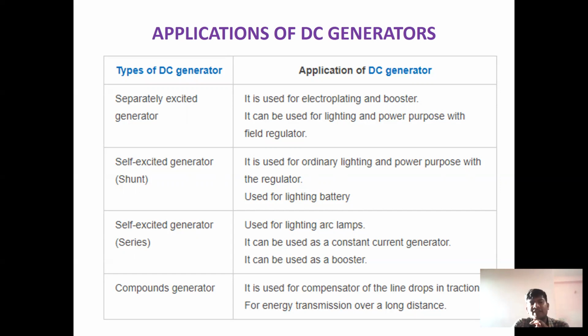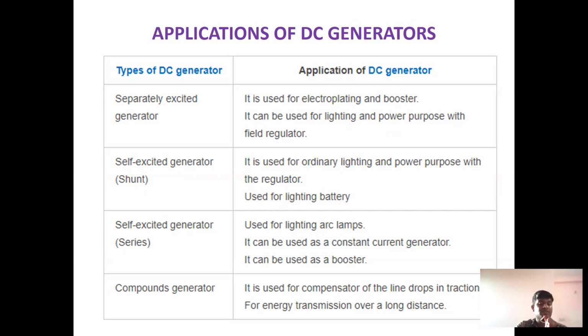Coming to the self-excited generators, the first one is the DC shunt generator. This DC shunt generator always produces a constant voltage. That's why it is used for lighting purposes, for charging batteries, or for normal general lighting and power purposes with regulators. That means from a controlling point of view, controlling the power for lighting and power purposes, we use DC shunt generators.